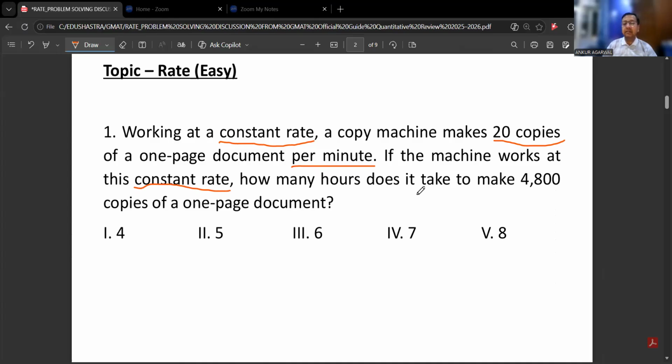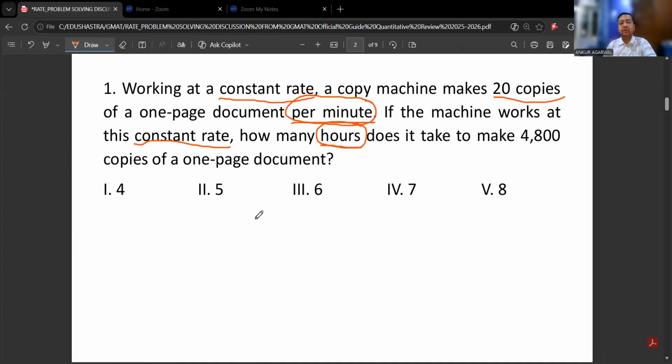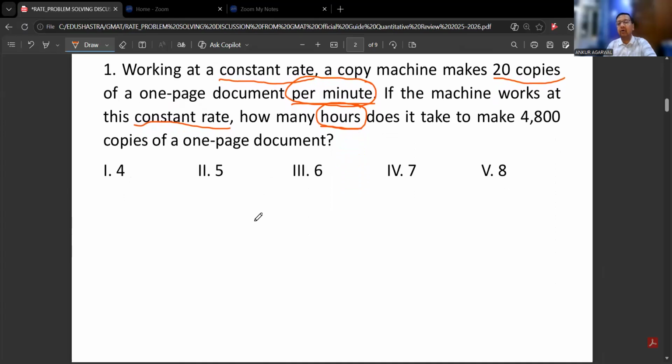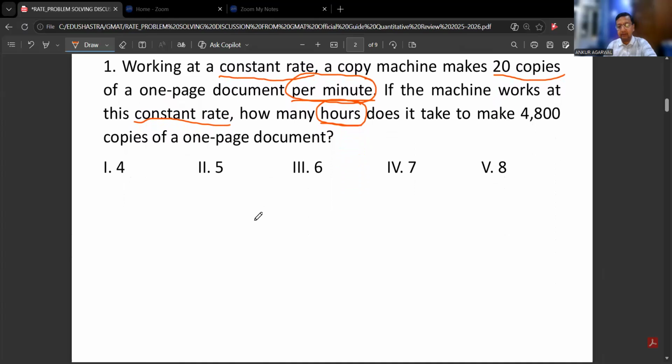How many hours does it take? See, the catch is here. The rate given to you is per minute, and the question is asking you how many hours. So there is a unit conversion as well. How many hours does it take to make 4,800 copies of a one page document? I suppose now you must have got all the catch points of this question, and now we start working on it.